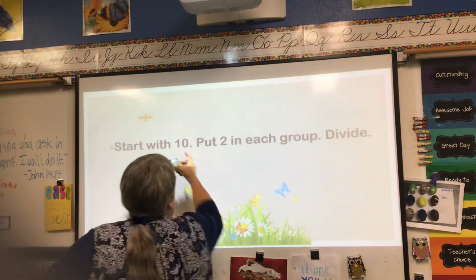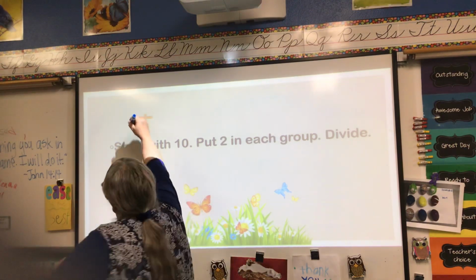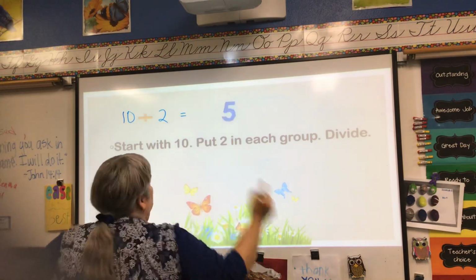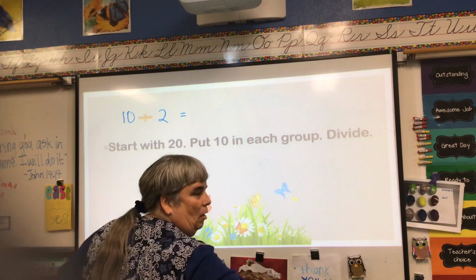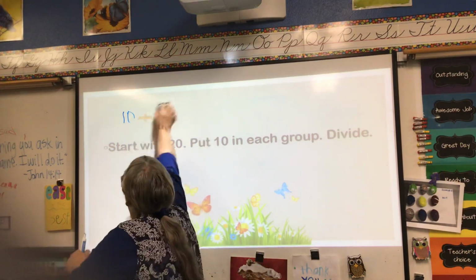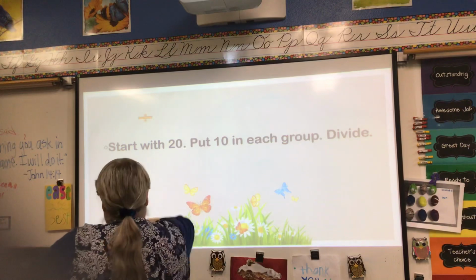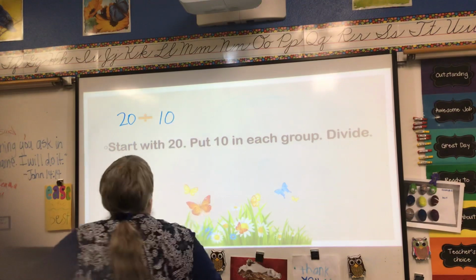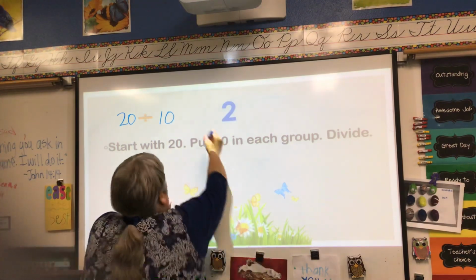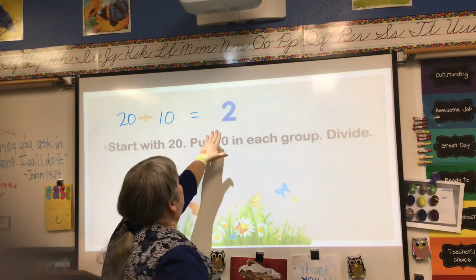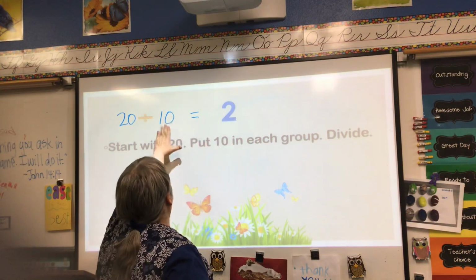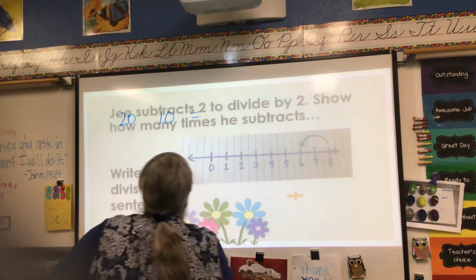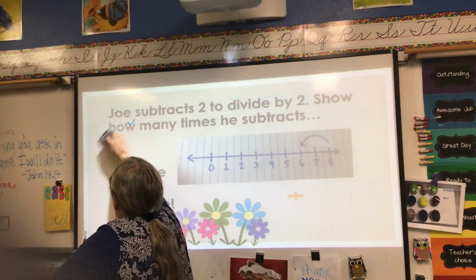Same thing, only it's going to be 10. So on your test, you're going to write 10 divided by 2 equals 5. That's not hard. Easy, easy. Next one is 20 divided by 10, and the answer is 2. Remember, if you wanted to check your work, you could say 2 times 10 equals 20. So if you're confused or unsure, that's the way to do it.